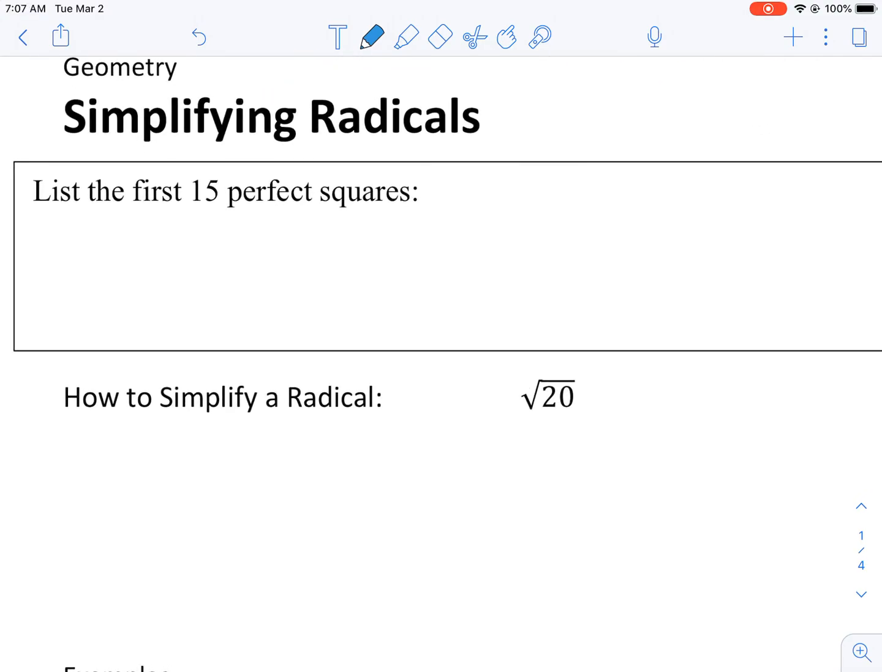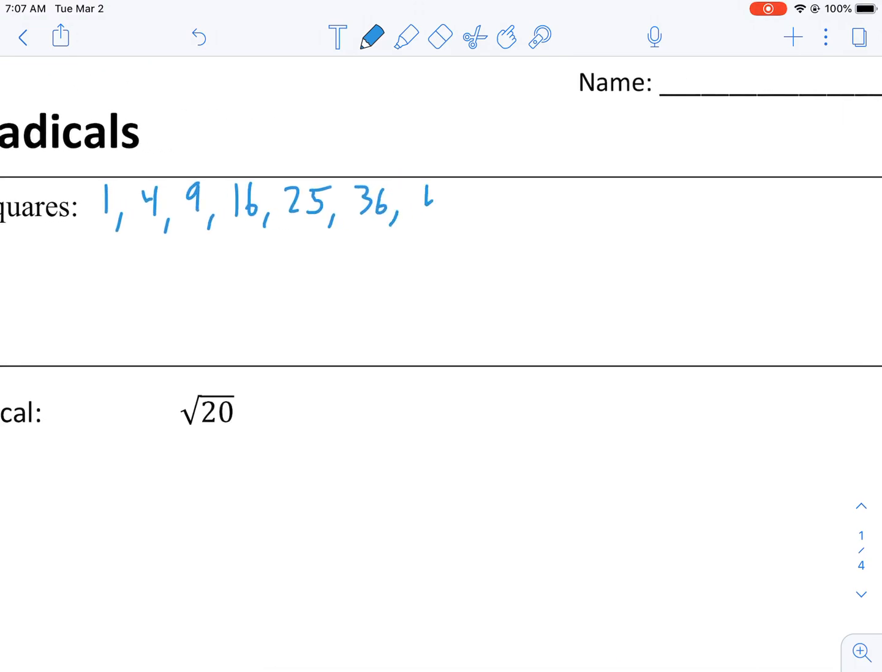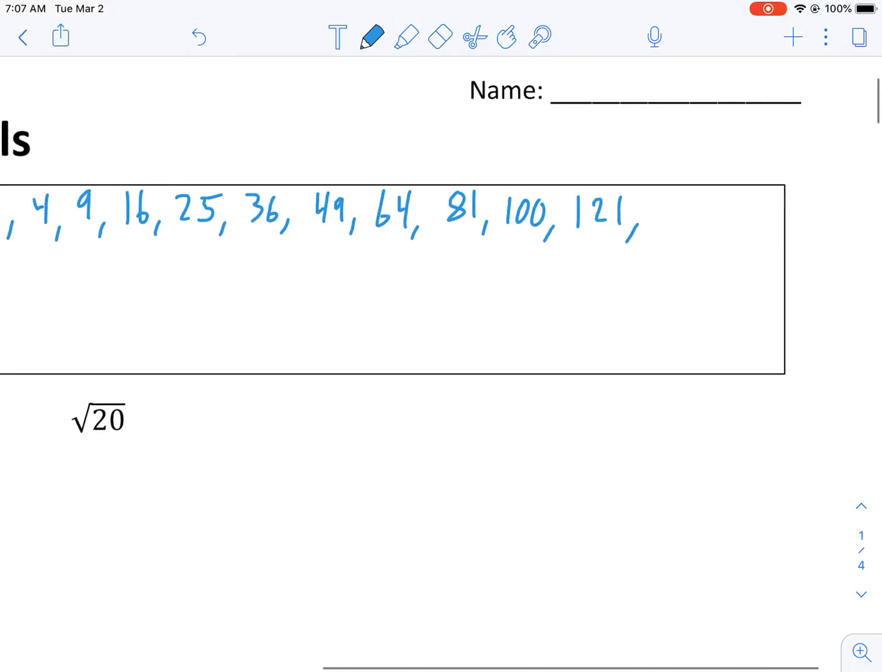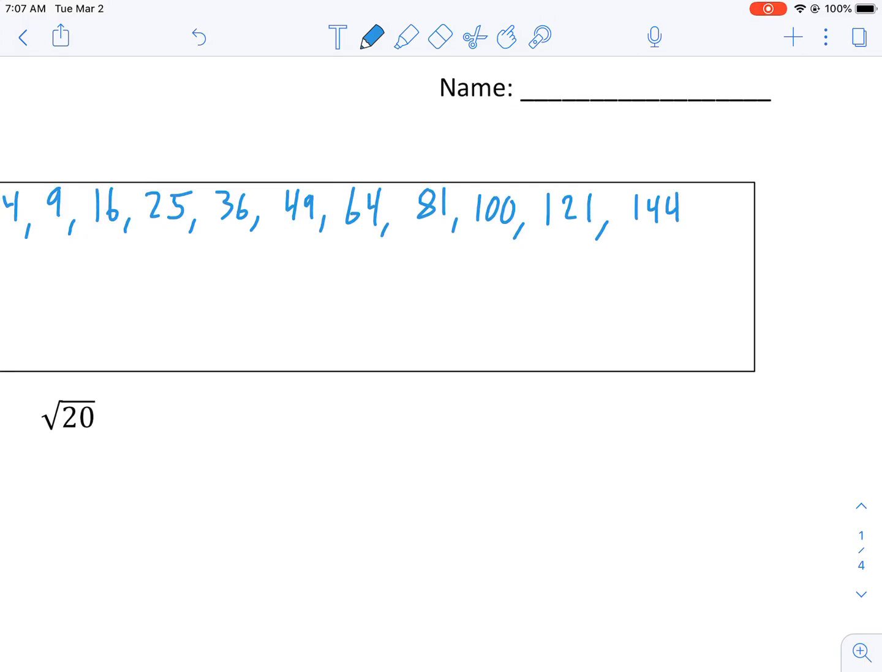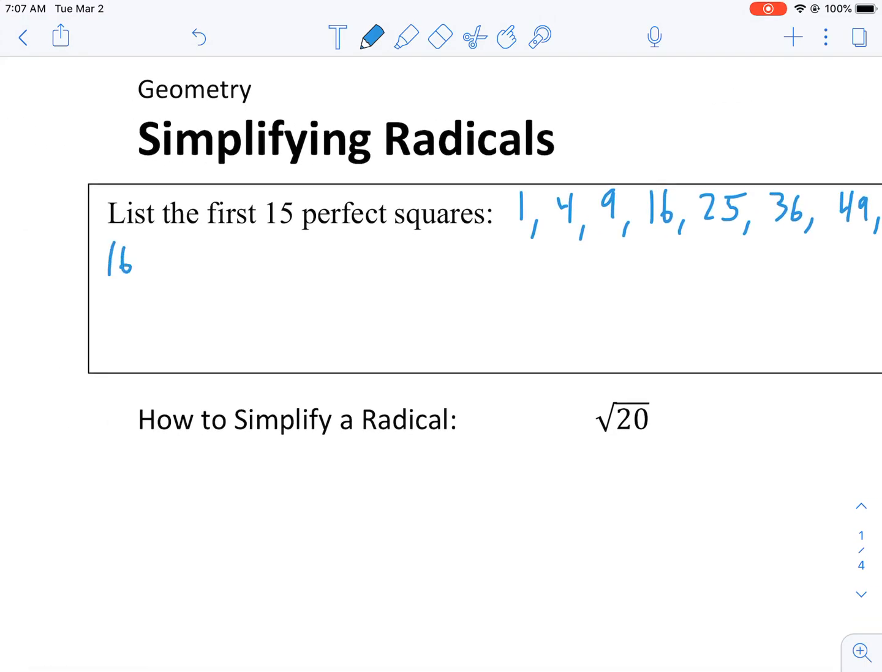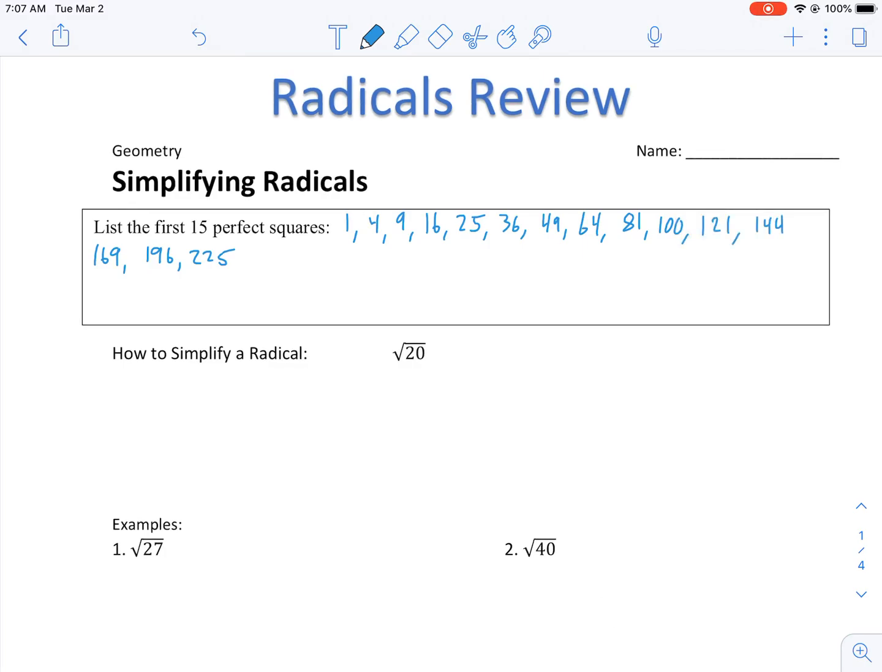So the first thing that comes with radicals are the perfect squares. Now, I know at this point you know at least what the perfect squares are, or you'll be able to remember them. So here are the perfect squares. I'm just going to list them out. 144. Okay. So there's the first 15 perfect squares.